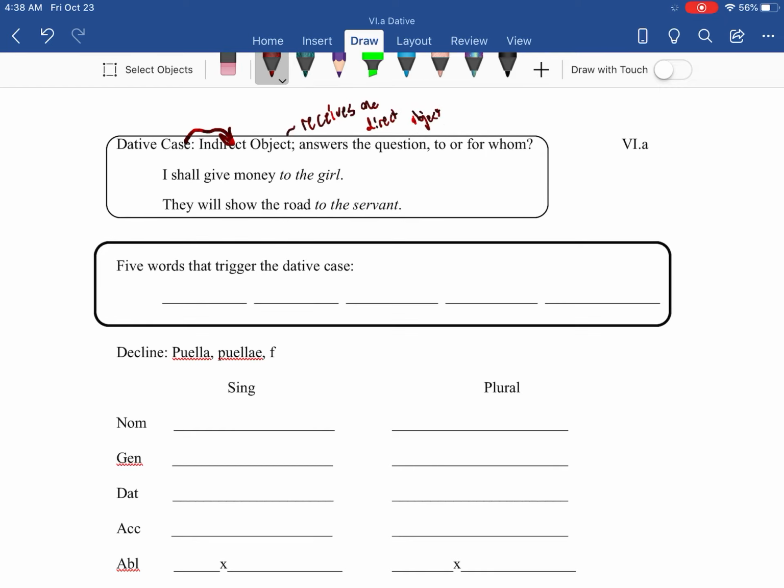All right, so I shall give money to the girl. I is the subject, so that's going to be nominative. Money receives the action, that's a direct object, so that's going to be accusative. But what receives the money? And this is going to be what's called the indirect object.